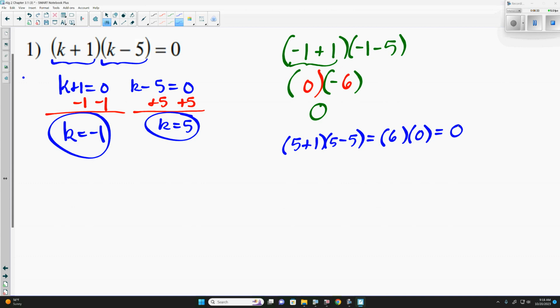Now, we don't have to check it, but especially on the test, if it does say check your answers, you'll need to check them. You don't have to necessarily step it all the way out like we did here, because I could type parentheses -1 plus 1, close parentheses, open parentheses, -1 minus 5, close parentheses, enter in the calculator, and it should give you 0. And that's all you'd have to write. It equals 0. It checks out. We did have the correct value.